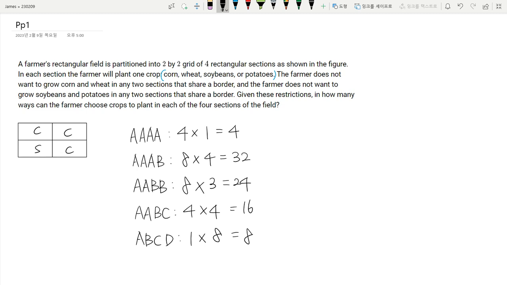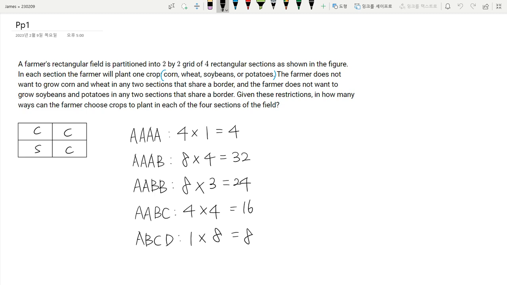So in the case of corn, it can pick either soybean or potato for its partner. So two cases, and in the case of wheat, it can choose either soybean or potato too. And if soybeans are chosen three times, it can choose corn or wheat for its partner, and for potato three times, potato can also pick either corn or wheat. So the choices are eight, and the arrangement is four. So the total case is 32.